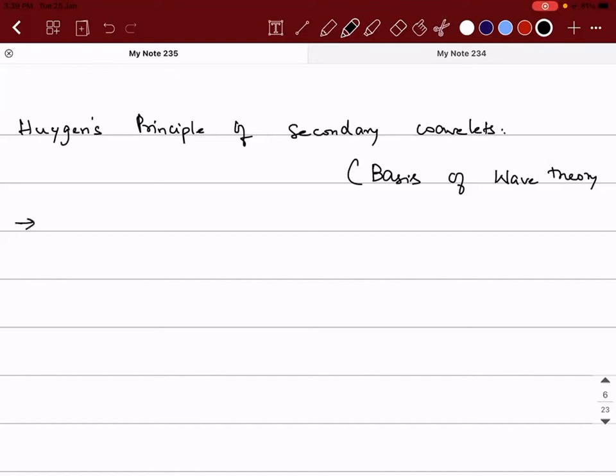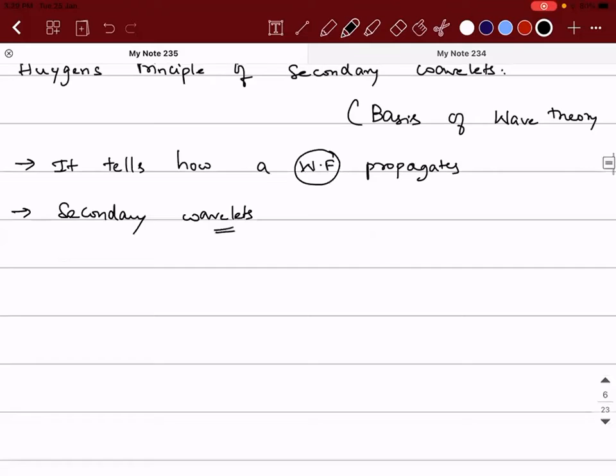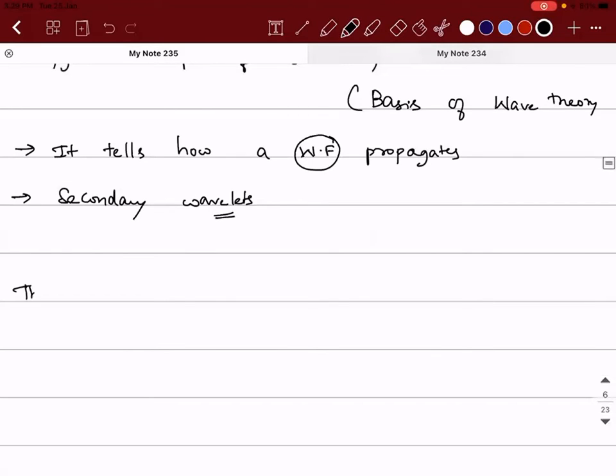So basically what does it tell is, it tells how a wavefront propagates. And secondly, it talks something about secondary wavelets. Here the important point that you need to understand is wavefront is different from wavelet. Listen to this carefully, you'll get the answer. So I will write down the statement, please copy it.